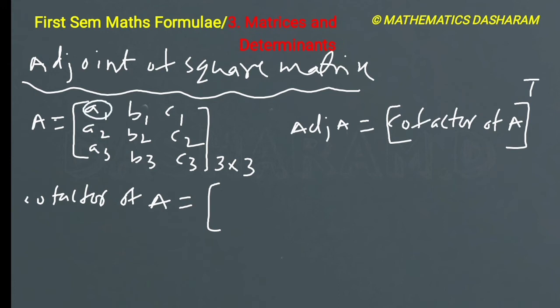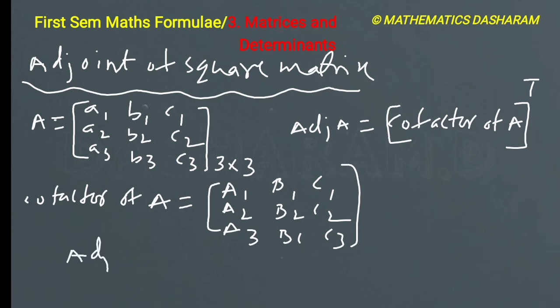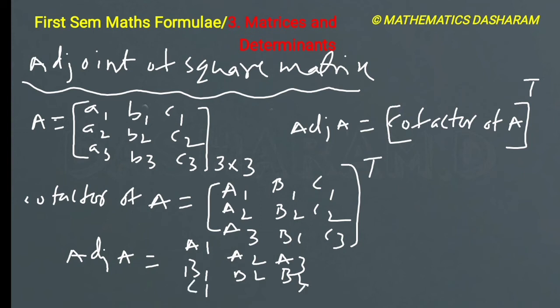Replace every element with its cofactor. So A1 is replaced with capital A1, capital B1, capital C1. Now the adjoint of a matrix A is obtained by applying the transpose to this. So what will happen? A1, A2, A3, B1, B2, B3, next C1, C2, C3. So this is called the adjoint matrix of a 3 by 3 order.